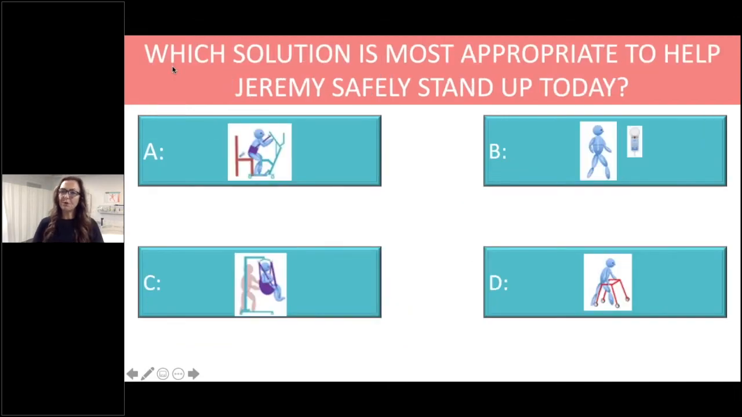Which solution is most appropriate to help Jeremy stand up today? A, a powered stand aid? B, no equipment? C, a seated sling? Or D, a walker? Obviously, the answer is a powered stand aid. B is out because Jeremy cannot stand by himself. He cannot clear his bottom. Option C is not appropriate because his goal is standing and transferring. So if we use a passive seated sling with him, we are not going to help him achieve his goal. And then obviously D, he's not ready for that. He needs power to stand up.